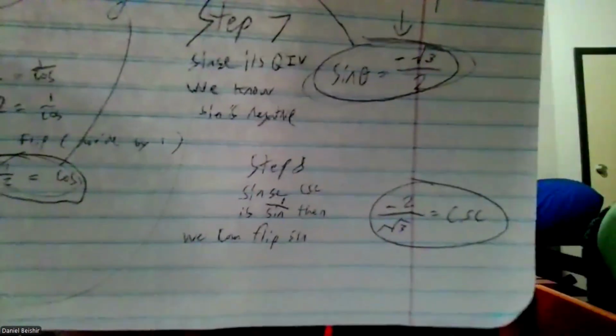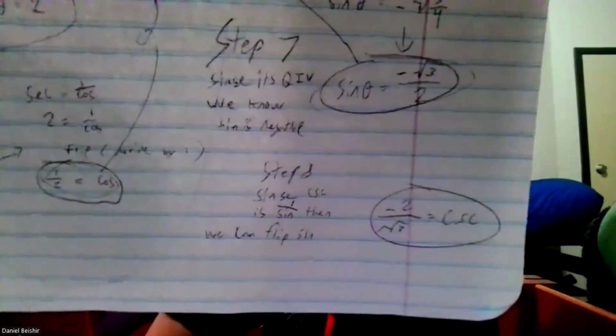We can also find CSC easily by flipping that, making it negative 2 over square root 3. Now we have all the functions. So this is what they all look like.